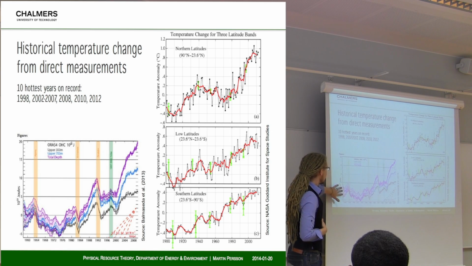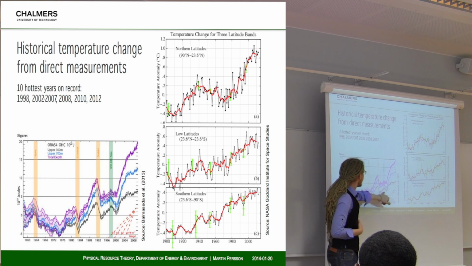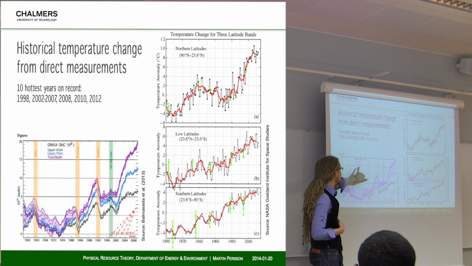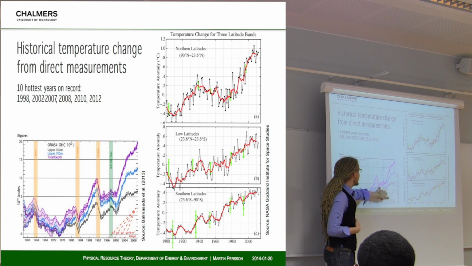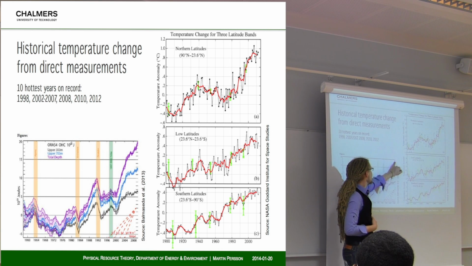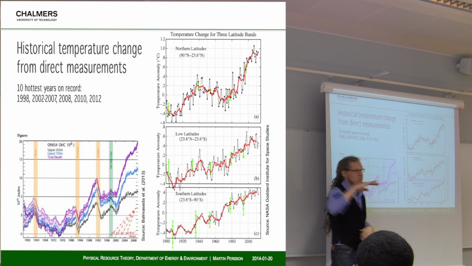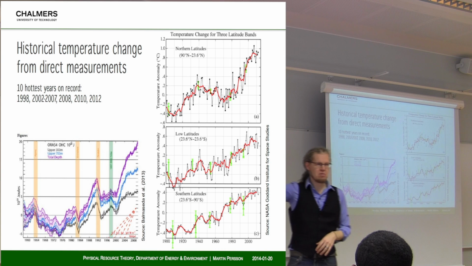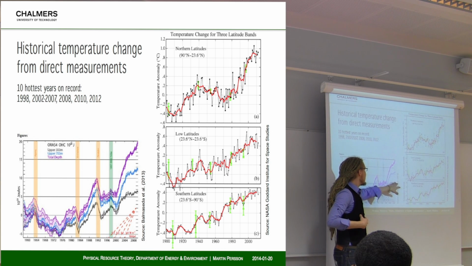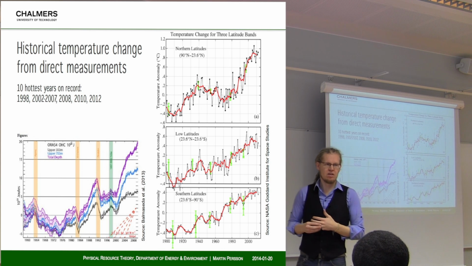These lines show the lower line, the dark blue, which is hard to see, is the upper 300 meters of the ocean. The lighter blue is the upper 700 meters, and this is the total oceans. And you see what has happened during the last decade: even though warming of the atmosphere has been fairly stable, and also of the more shallow oceans, the deep oceans have continued to warm up.